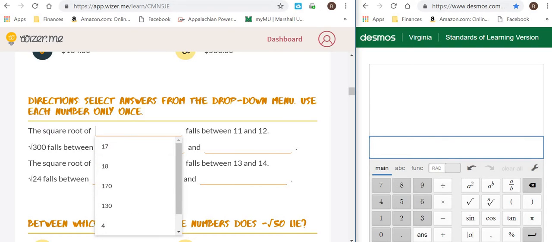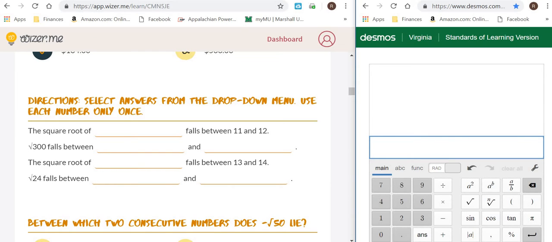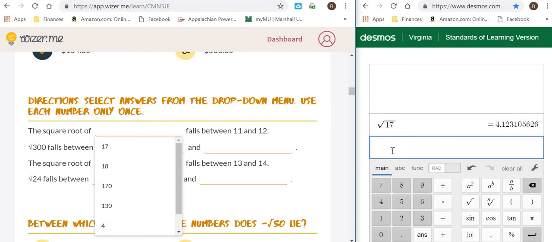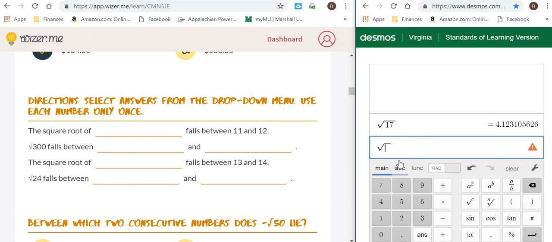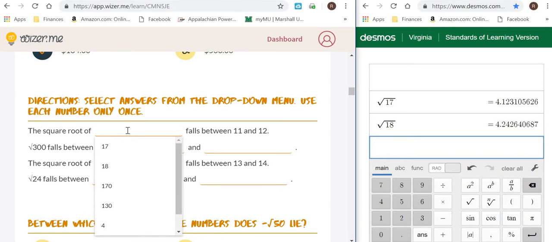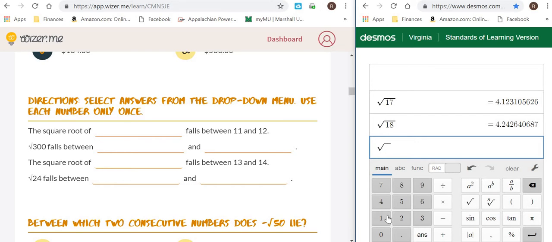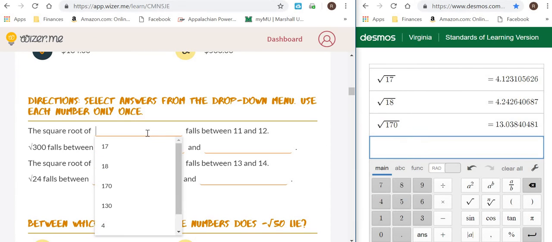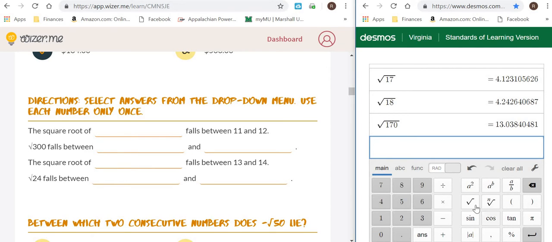These are all of the numbers that we're going to have to work with, so I'm going to come over here and put in the square roots. The first one was the square root of 17, which I saw on the drop down menu. Let me see what else is there. 18, so I'm going to do the square root of 18. And I'm going to come back over here again and say the square root of 170. And do it again. The square root of 130, 4, and 5. I think I can do all of those.